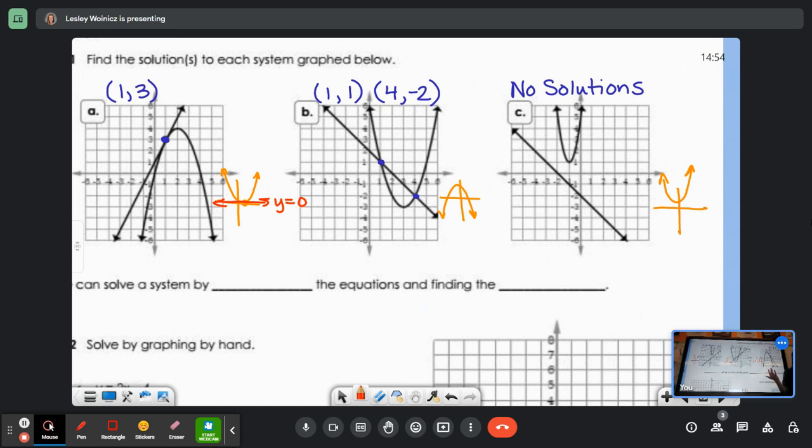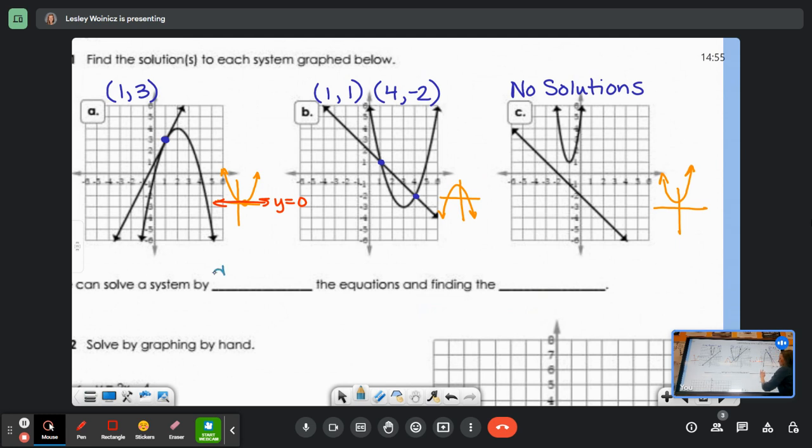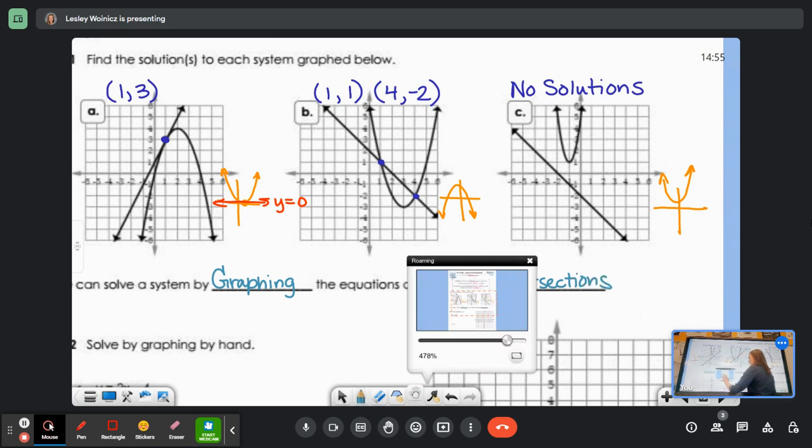The difference with our work today is that we're obviously using lines that aren't just y equals 0. We're going to use all kinds of lines and find where those cross with our parabolas. Cool? All right, here we go. We are going to solve by graphing, and we're going to find the intersections.